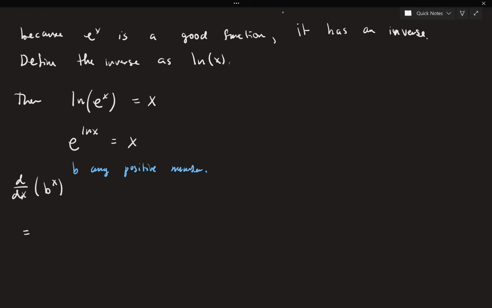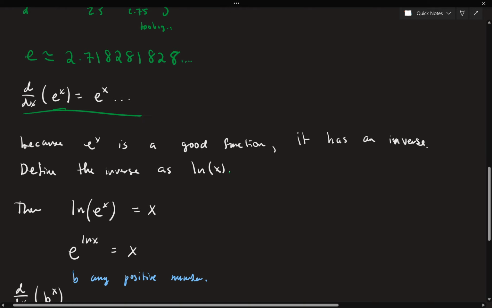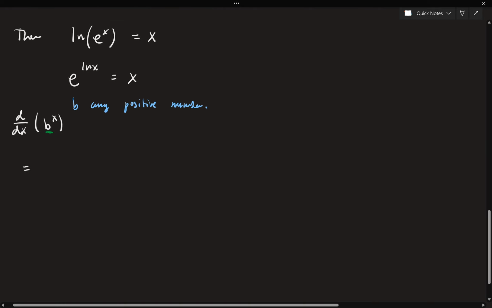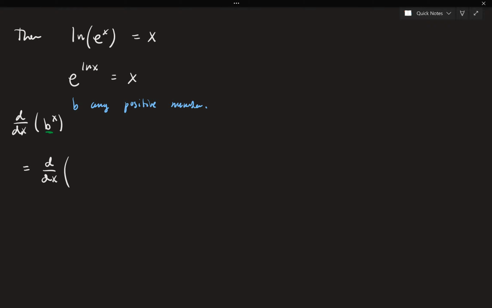What I'm going to do is, now I know I have this as a definition. So I'm going to change this b so it has base e. How do I do that? I'm going to change b as e to the ln of b, because e to the x and ln are inverses by definition. That's b to the x. Power to a power I can multiply. e to the ln b times x.